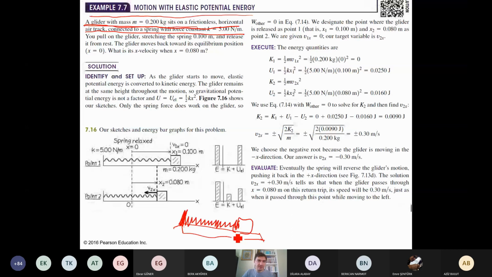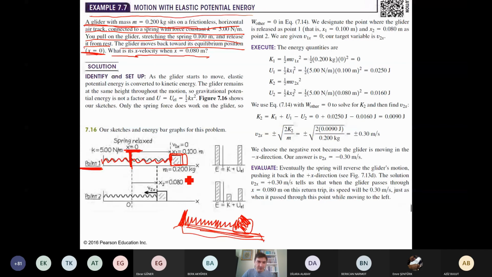You pull on the glider, stretching the spring 0.1 meter and release it from rest. The glider moves back toward its equilibrium position, x is equal to 0. What is its x velocity when x is 0.08 meter? So this is the position 2, point 2. You stretch the spring. It was relaxed at the beginning when x is equal to 0. It is in equilibrium, but you stretched it, okay? And now what is the x? X is this one. So you store energy here.